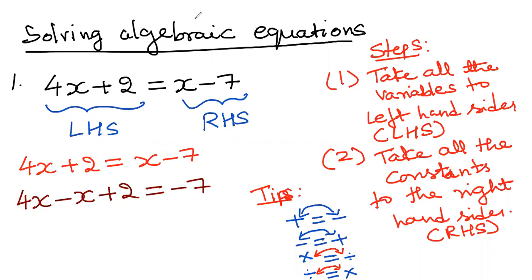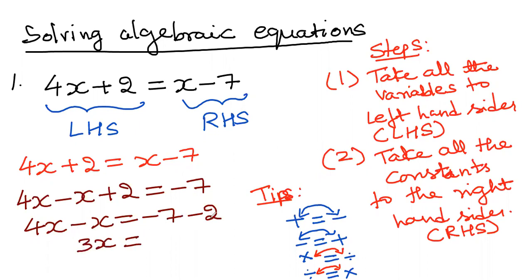Now what we have to do is move plus 2 onto the other side. So plus, when it goes on the other side, becomes minus. So plus 2 will become minus 2 when it is taken across the equal to sign. So we have 4x minus x equal to minus 7 minus 2. 4x minus x is 3x, equal to minus 7 minus 2, which is minus 9.